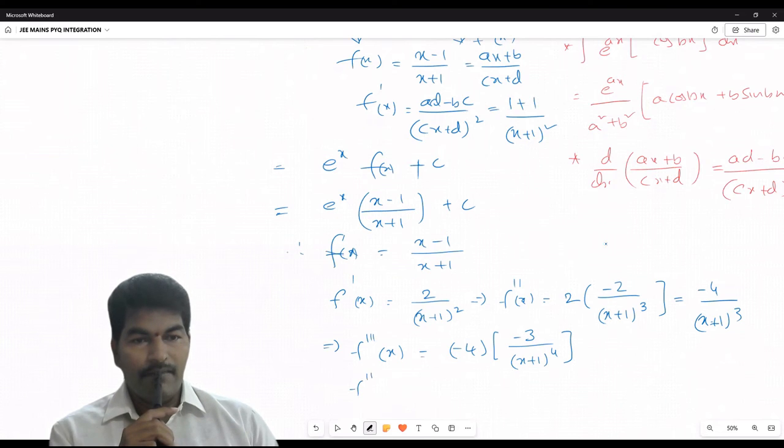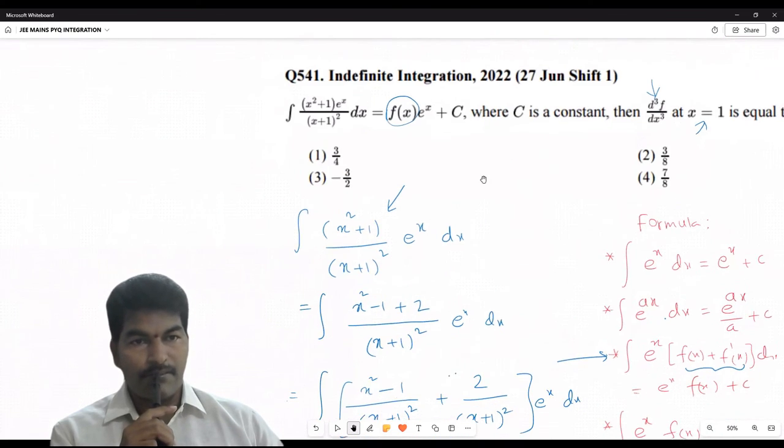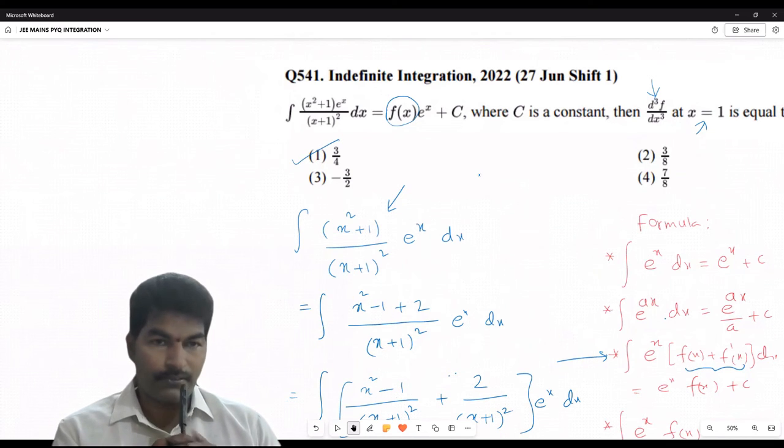And we need the third derivative at x value 1. So minus into minus plus, 4 threes are 12, and divided by (1 plus 1), 2, 2 power 4. 2 power 4 is 16. So 12 out of 16. So 3 by 4 will be the answer of this question. Okay, we will identify which option is correct for this question. 3 by 4, the first option is correct for this question.